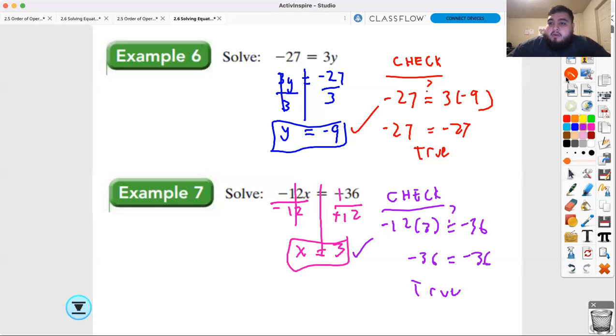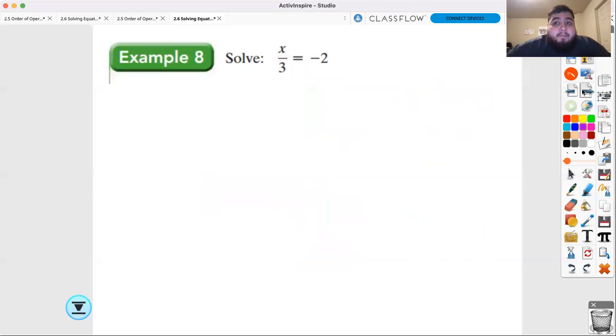All right, this is the last example of this lesson, guys. And then we have one set of practice problems to finish off. I'm going to give you about a minute to copy this one down before I work it out. We know when the number is next to the letter, like 5x or 6x or 20x, that's multiplication. Here in example 8, we want to solve x over 3 equals negative 2.